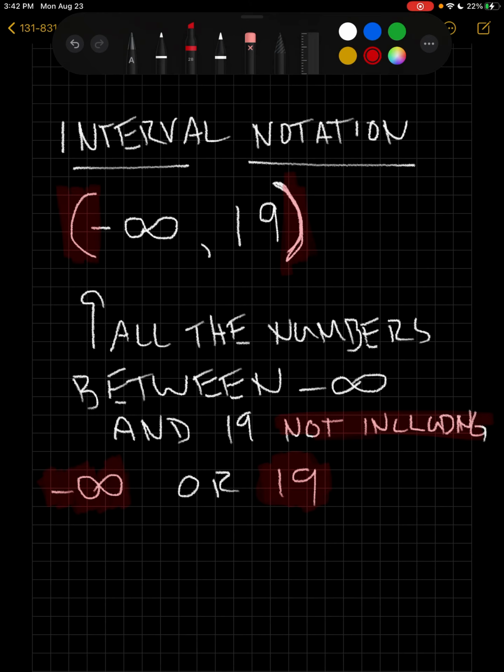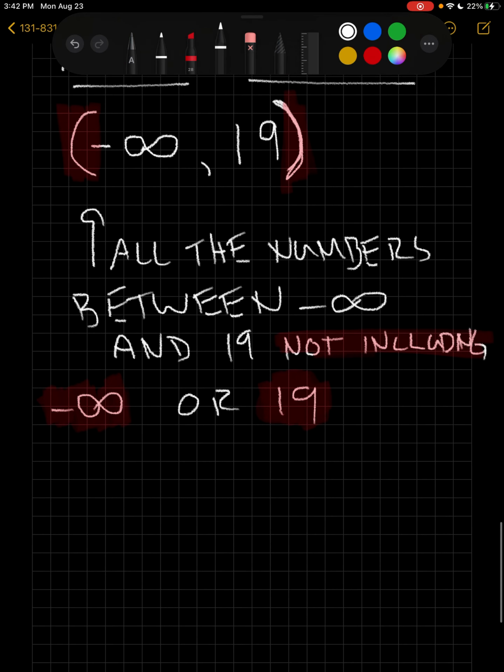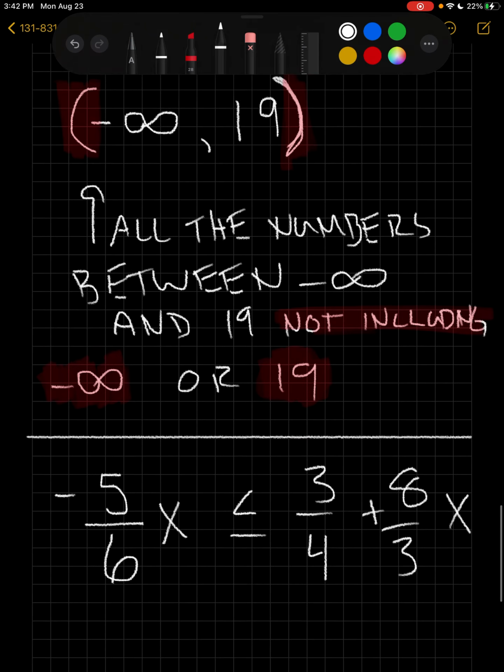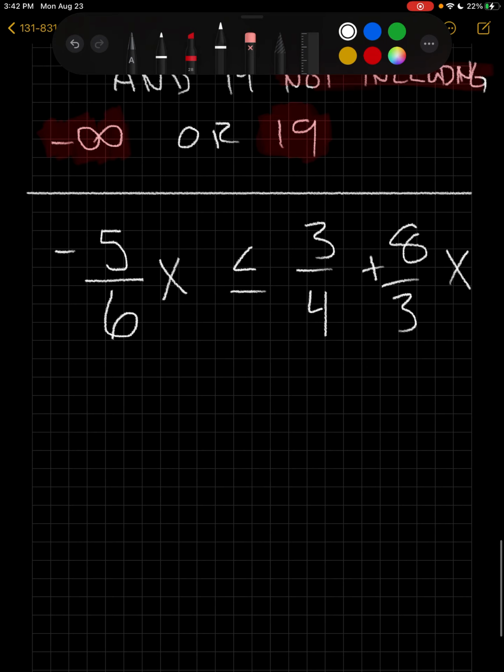Let me do another example here. I want to do one involving fractions, because I know that fractions are a little hairy scary for some of us. And I also want to do one involving negative numbers, because there's an important thing we need to remember when we're working with negative numbers here. So let's do this one. Here we have negative 5 over 6 times x is less than or equal to 3 over 4 plus 8 over 3 times x.